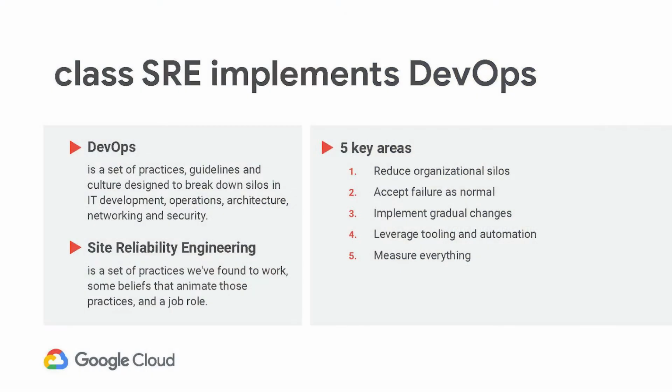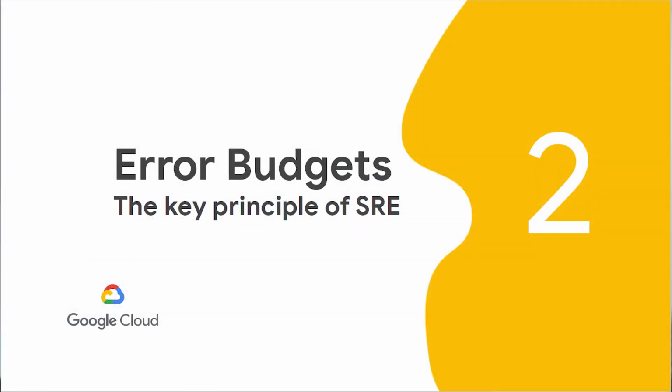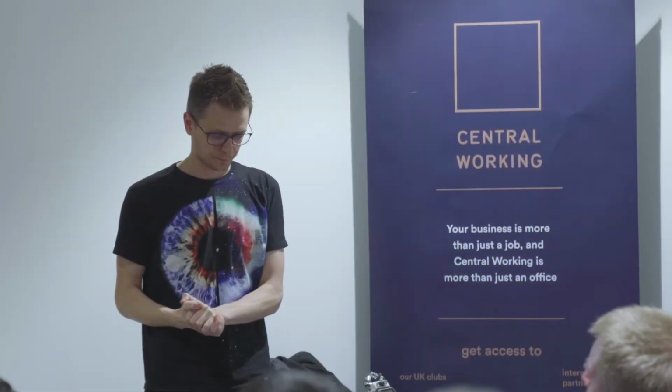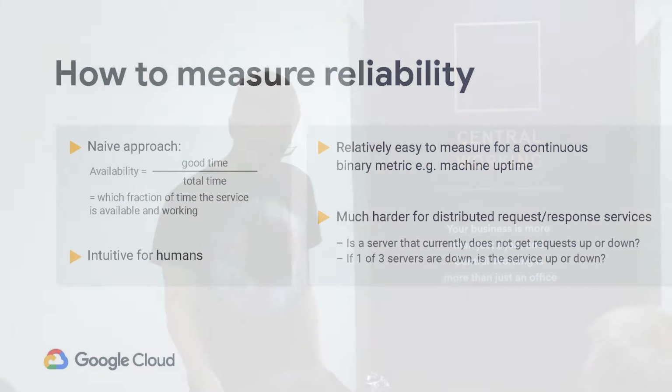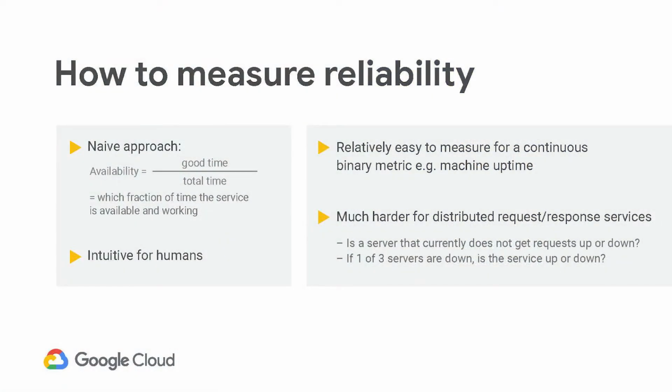So even though SRE started as a distinct job role, these set of practices and principles align pretty well with DevOps. So you can think of SRE as a very specific implementation of DevOps principles. So the key principle that I'm going to talk about is error budgets. And if you're looking for one thing that distinguishes SRE from any other way to do software operations, it's error budgets. So as I mentioned, we're all about quantifying reliability and trying to make data-driven decisions about it.